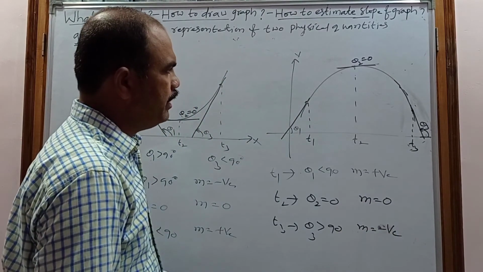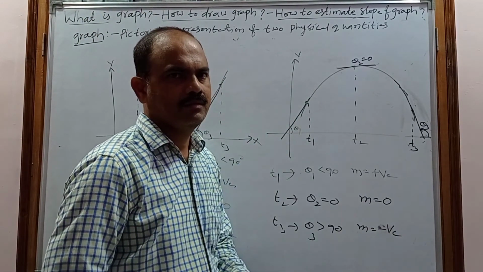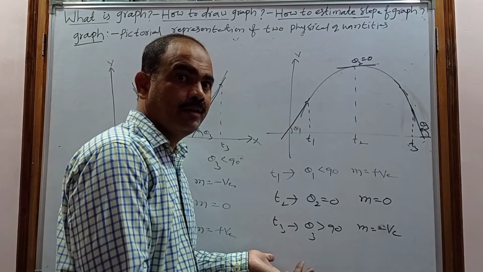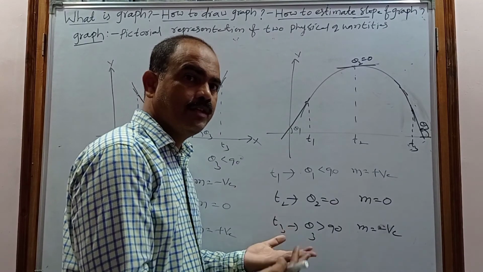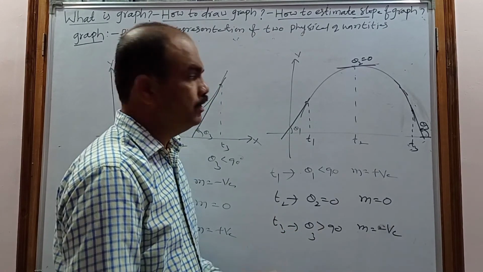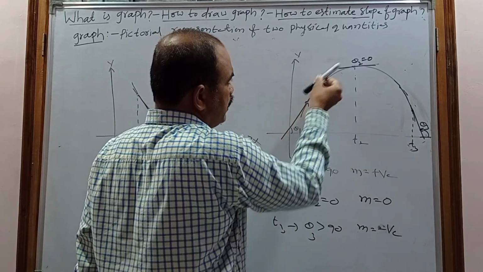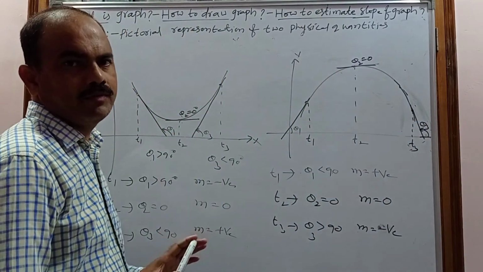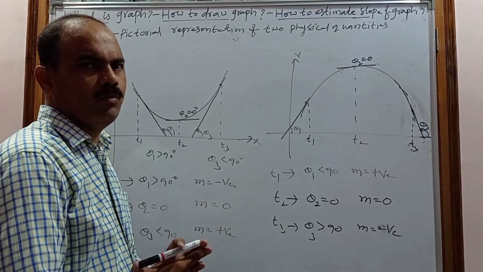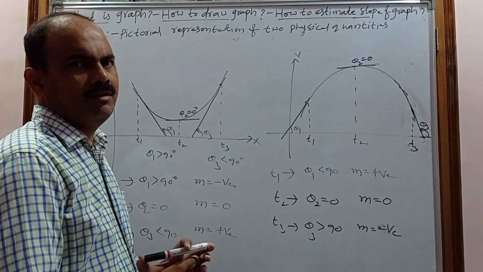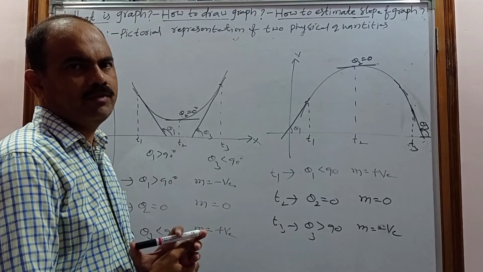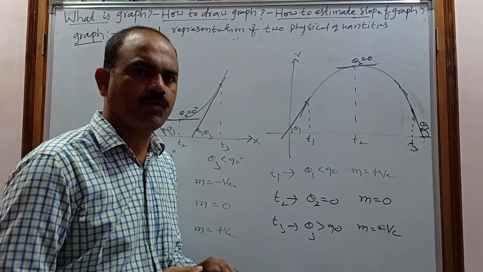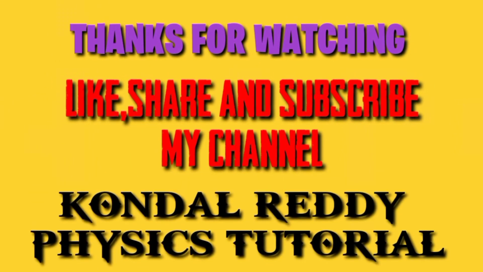And in this graph, what is happening? The slope is not constant. The slope sign is changing, and the value is also changing. Initially it is positive, then after that it is 0 and then it will be negative. So in this way we can estimate the slope of the graph. But why are we estimating the slope of the graph? When we are drawing different types of graphs, the slope of the graph gives us some physical quantity. That's why we are estimating the slope.